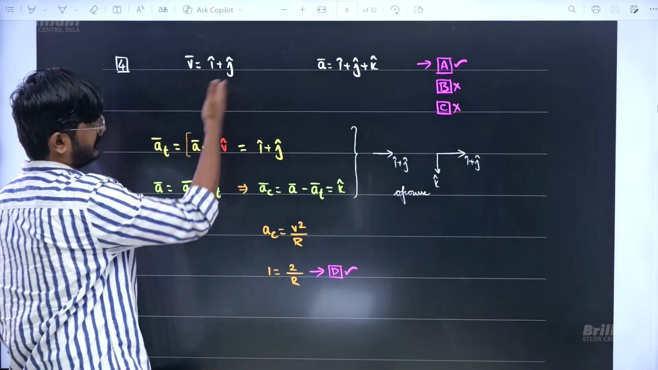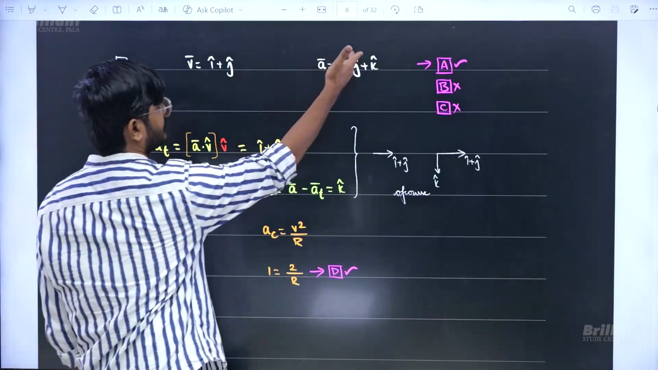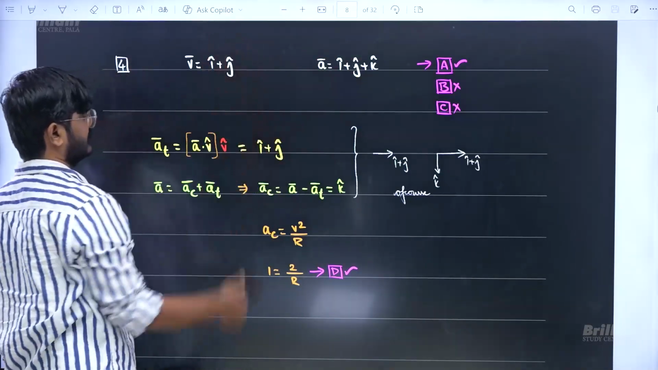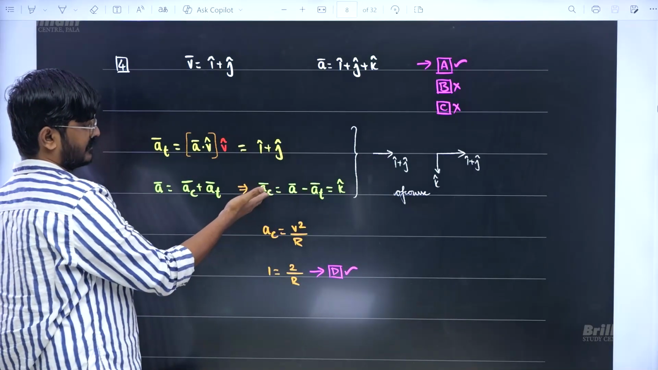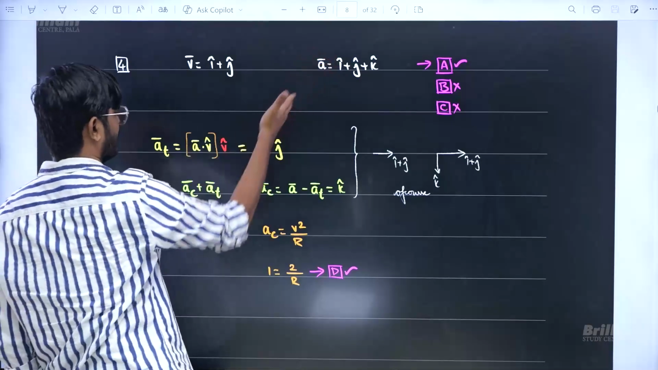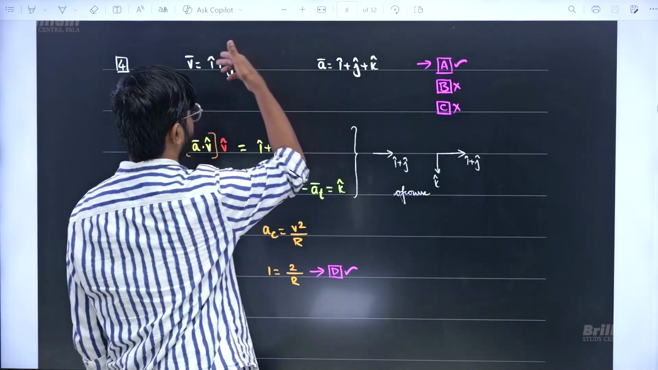So you can plug in the values, then you will be getting i cap plus j cap, which should make sense because this is in the direction of velocity. Now total acceleration is the summation of centripetal and tangential, so centripetal acceleration will be given by total acceleration minus this much, which is k cap.